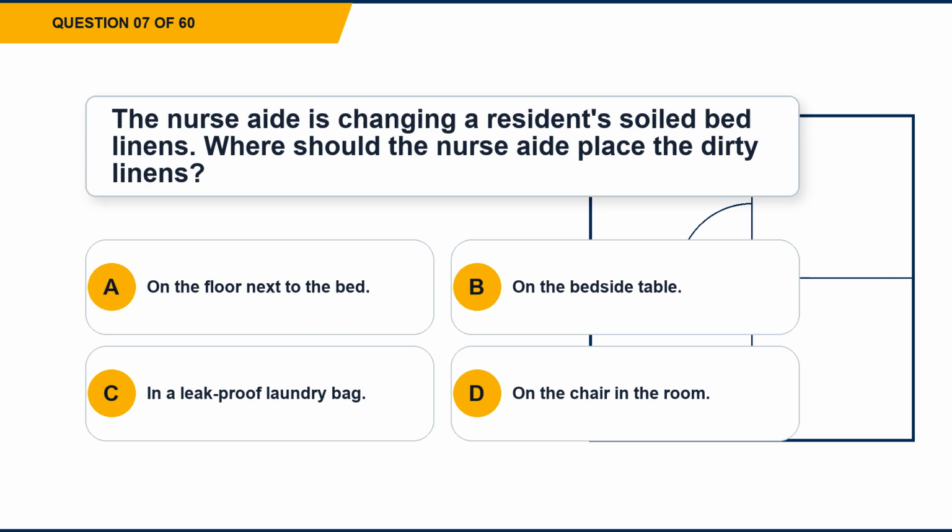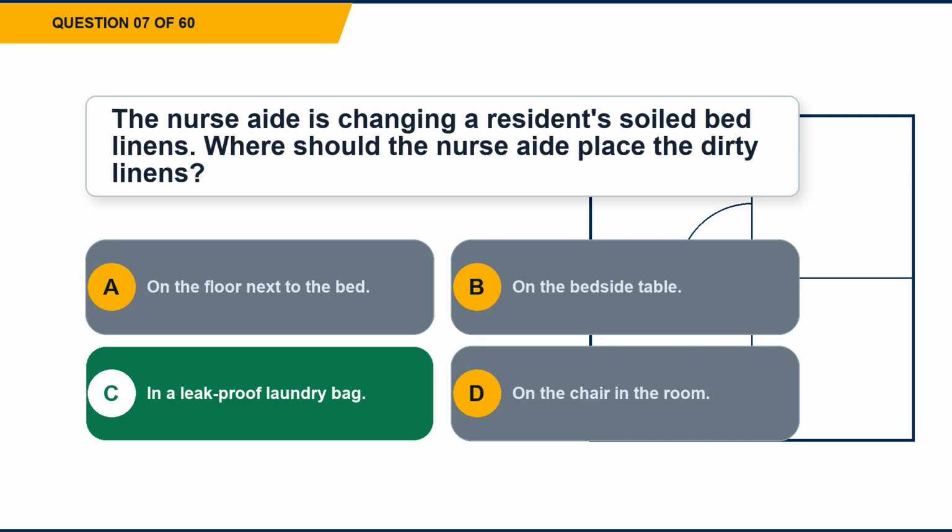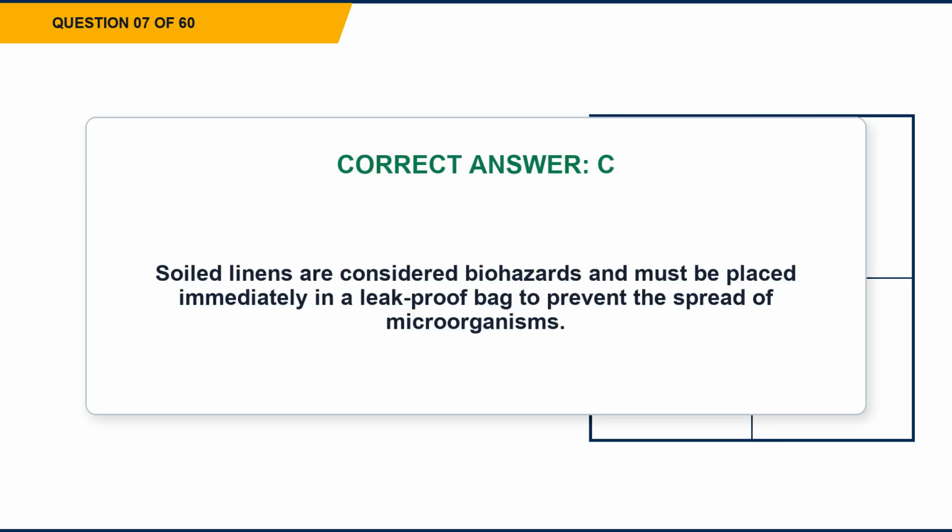Question 7. The nurse aide is changing a resident's soiled bed linens. Where should the nurse aide place the dirty linens? Option A. On the floor next to the bed. Option B. On the bedside table. Option C. In a leak-proof laundry bag. Option D. On the chair in the room. The correct answer is option C. In a leak-proof laundry bag. Explanation. Soiled linens are considered biohazards and must be placed immediately in a leak-proof bag to prevent the spread of microorganisms.